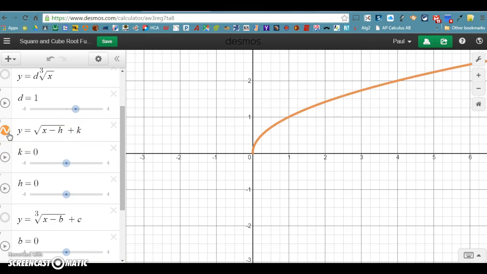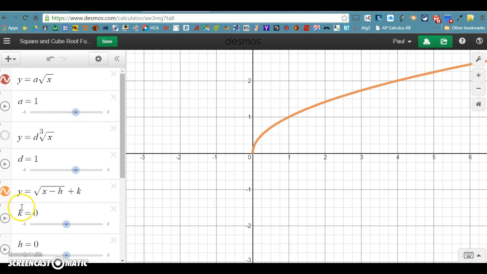I'm going to turn this on. I'll see orange. Now it's the exact same as before because h is 0 and k is 0. So right now the two graphs are the same. The red one and the orange one's just over the top because I have the square root of x minus 0 and then plus 0 on the outside, which is the same thing as the square root of x up here.